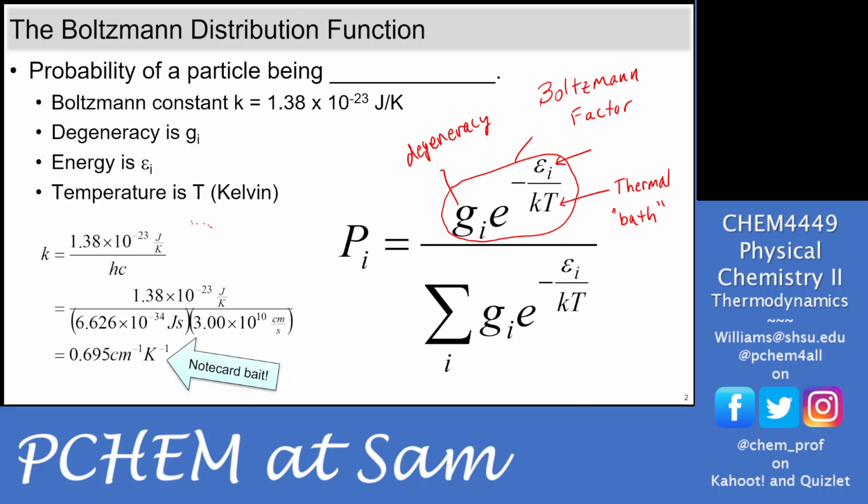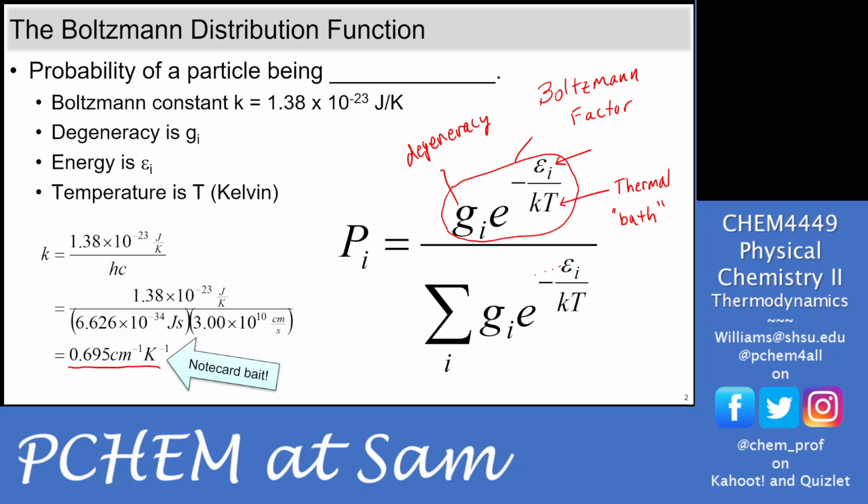and c. So if you take Boltzmann's constant and divide it by Planck's constant and the speed of light in centimeters per second, then you end up with this nice clean number here, 0.695 wave numbers per Kelvin. So that's just Boltzmann's constant written in different units.